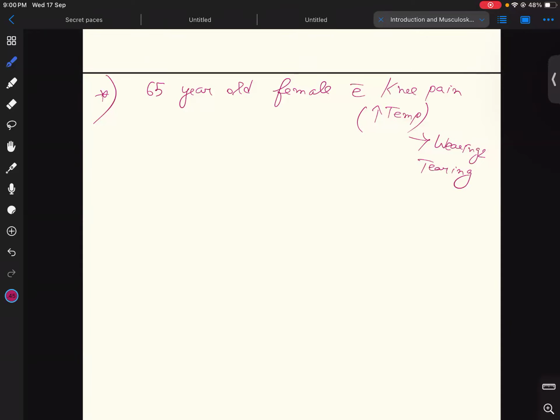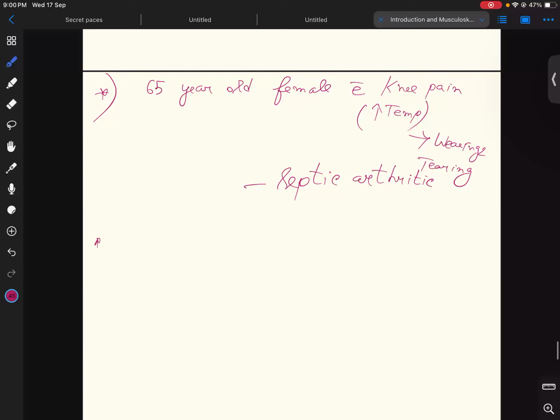Can anyone reply? Septic arthritis. Septic arthritis. This is a real exam case. This came in the basis exam. So there was a history of instrumentation. I just did not tell you to see whether you are attentive or not. There was a history of intra-articular steroid injection. Okay. Now come to the next case.